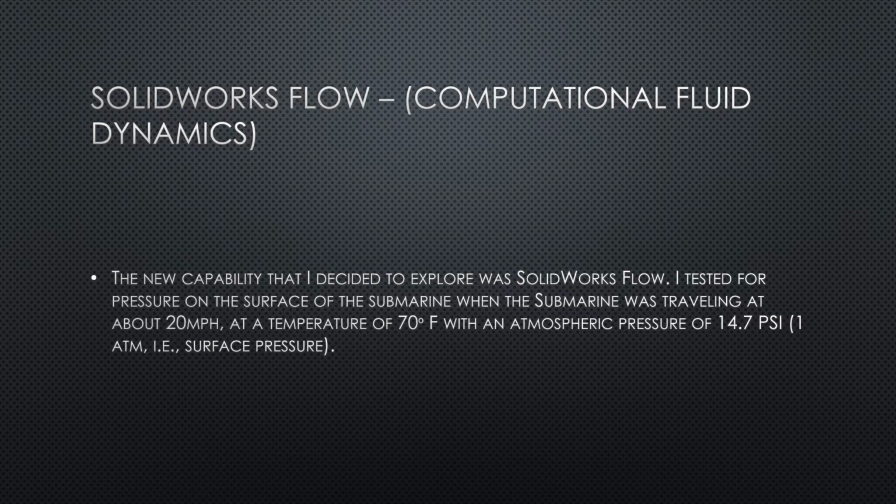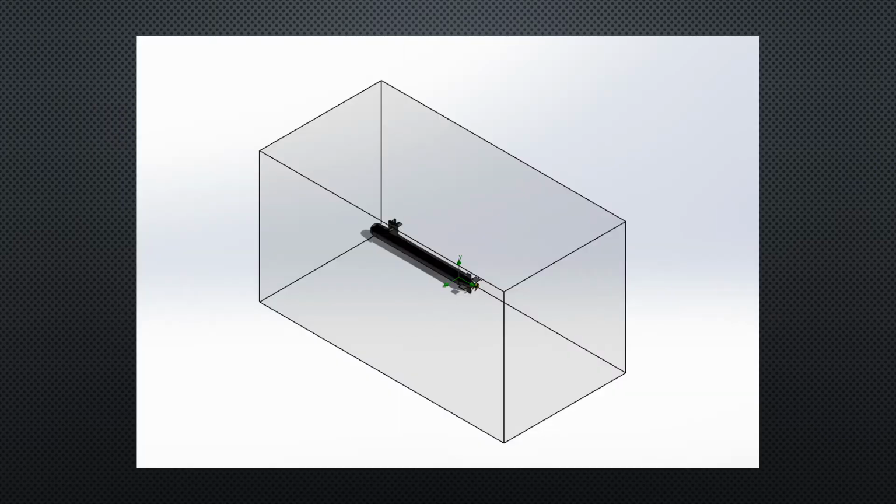My simulation was testing for pressure on the front faces of the submarine. The parameters I set the simulation to are 70 degrees Fahrenheit water temperature, an atmospheric pressure of 14.7 psi, so basically the sub is at the surface, and the water running over the submarine is traveling at about 20 miles per hour. Here we have the computational domain.